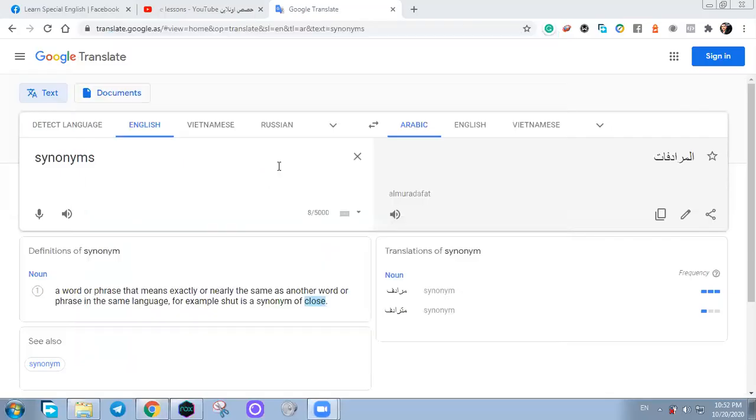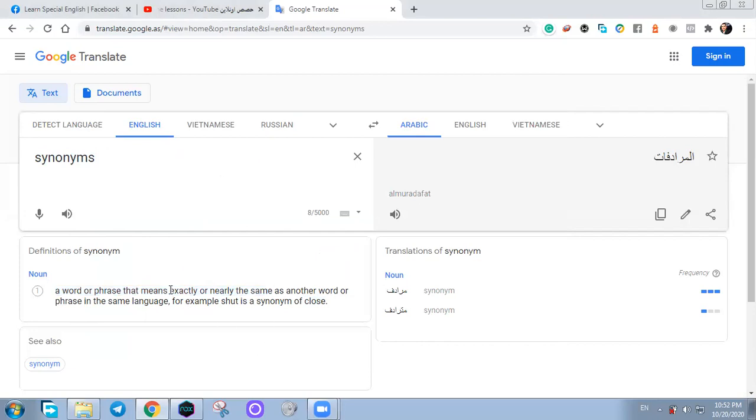This is what you get when you use Google Translate. You can also find another website for synonyms. Synonyms means a word or phrase that means exactly or nearly the same as another word or phrase in the same language. For example, shut is a synonym of close. But remember how you use the word. This is very crucial. How do you use the word?